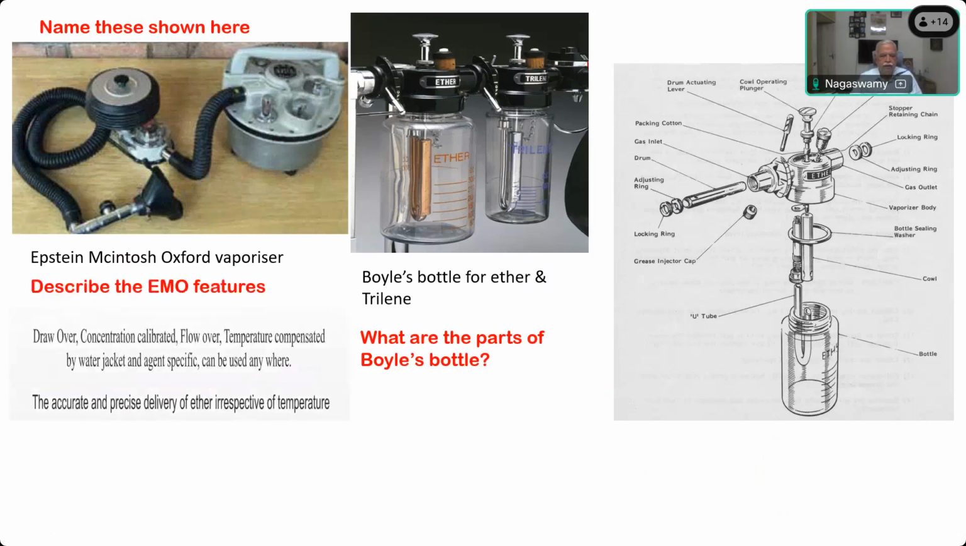So the description: it's a draw over, concentration calibrated, flow over, temperature compensated by water jacket. This big thing is a handle to carry the whole thing. This is a water jacket to vaporize or give heat, because I told you this bottle is not temperature compensated. In this bottle, if you use ether, it gets the heat from the air surrounding this bottle, and that heat will be transferred to the ether inside by the bottle, which is the container.